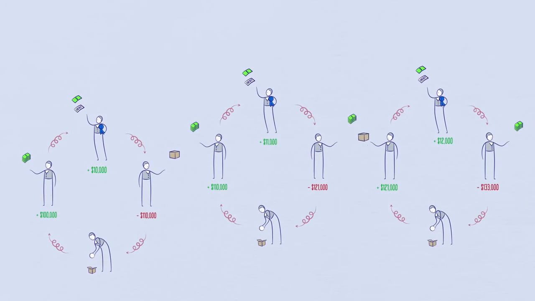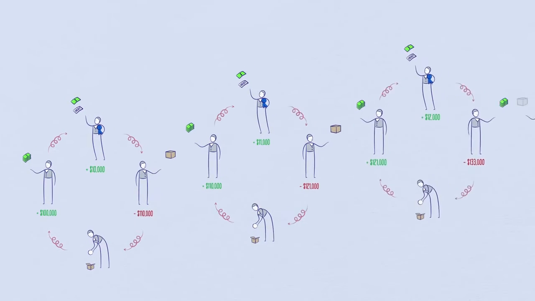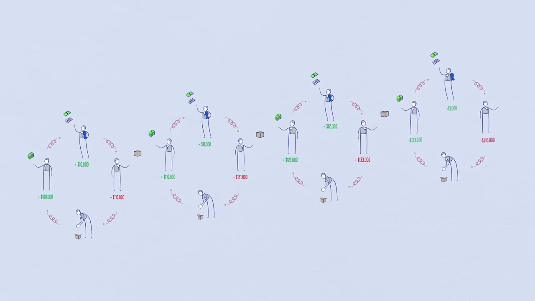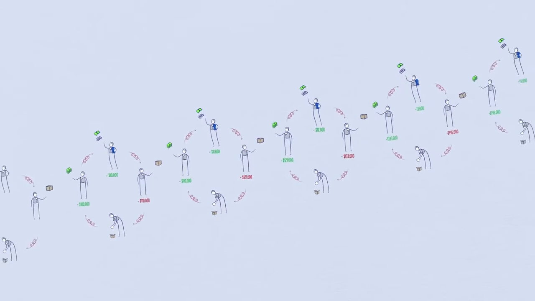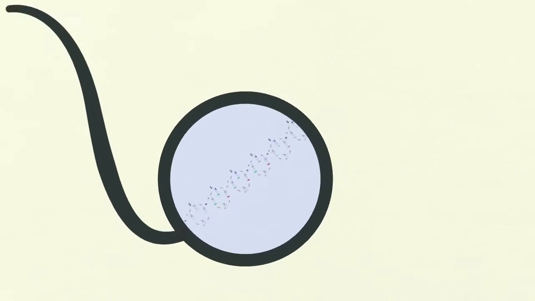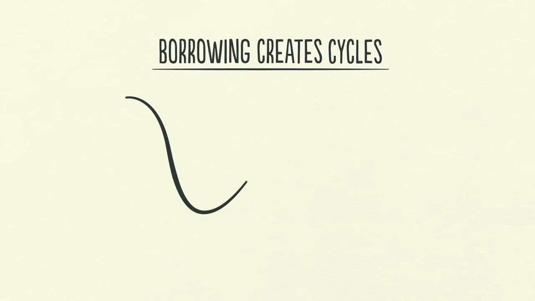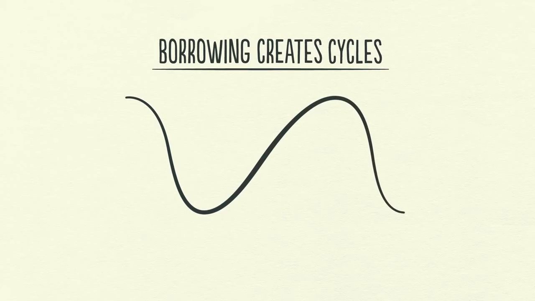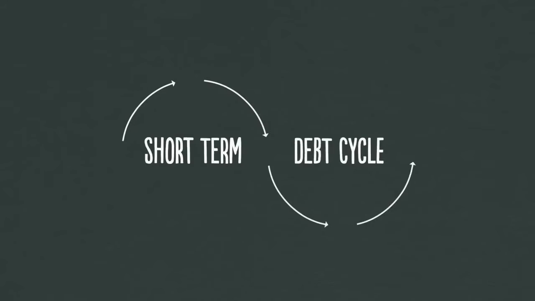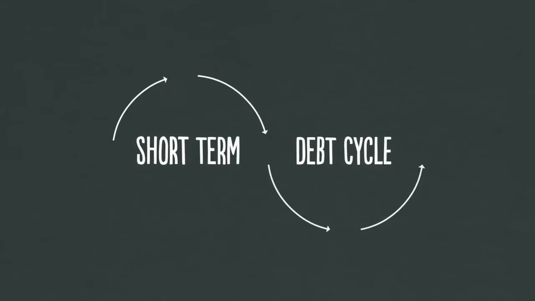His spending is another person's income, and by following the transactions, we can begin to see how this process works in a self-reinforcing pattern. But remember, borrowing creates cycles, and if the cycle goes up, it eventually needs to come down. This leads us into the short-term debt cycle.